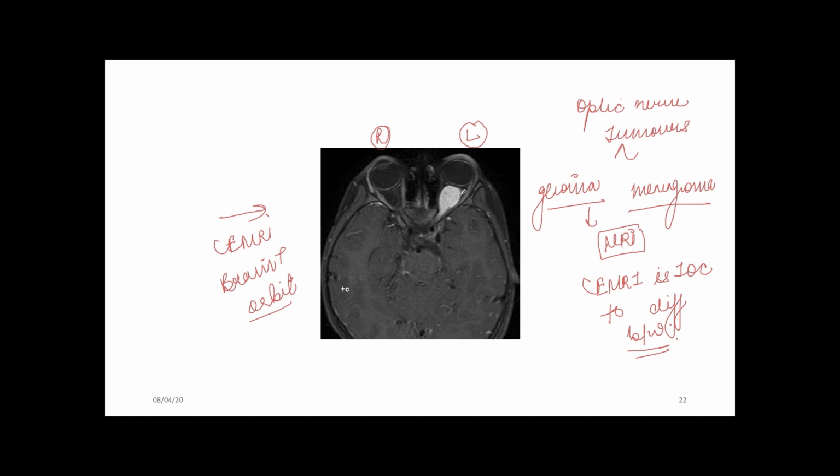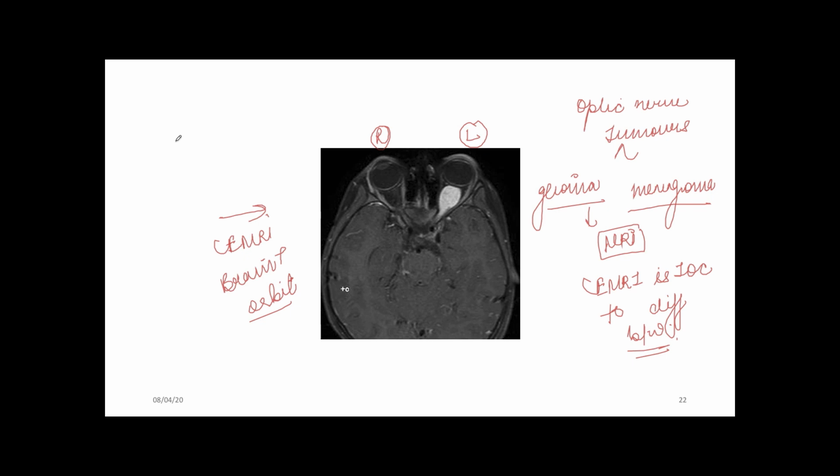an intense homogeneous enhancement. So this is the optic nerve tumor, that is optic nerve glioma, where the optic nerve is enlarged fusiformly and the nerve is not seen separately from the mass. So the mass is the nerve and the nerve is the mass. If you cannot differentiate the tumor from the nerve itself, then that is a diagnosis of optic nerve glioma.